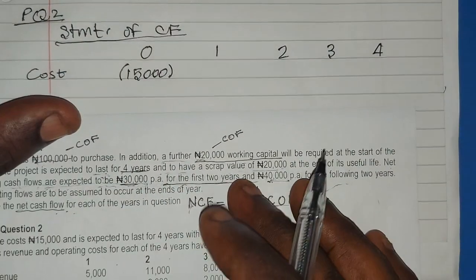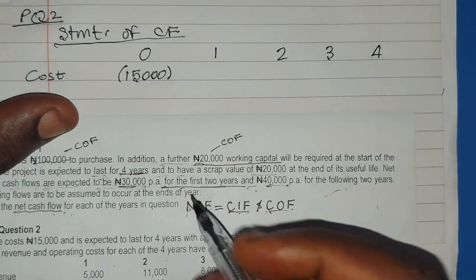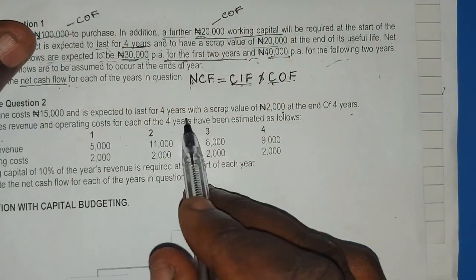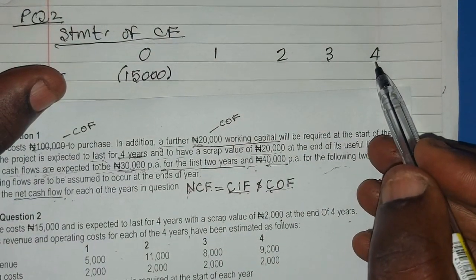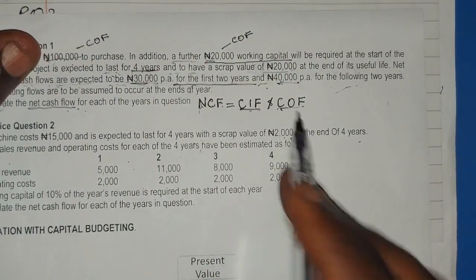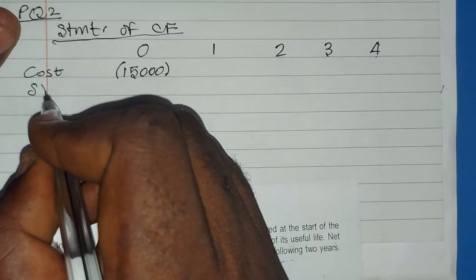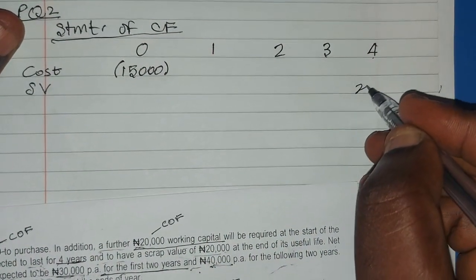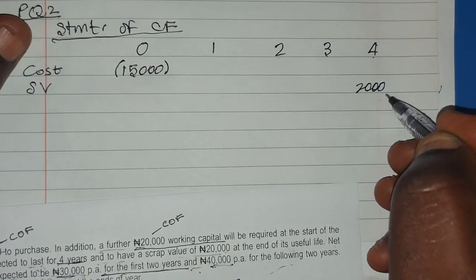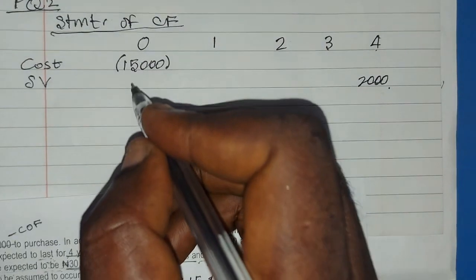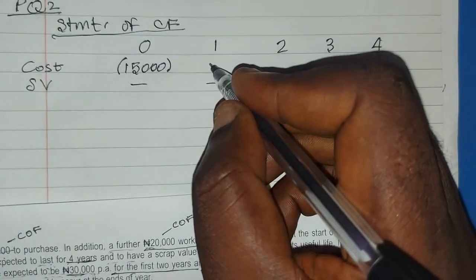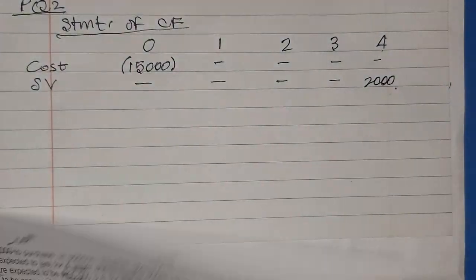Okay. That's the cost of the machine. It will come as an outflow. Then it's expected to last for 4 years, that's why we have 4 here. Then with a scrap value of 2,000. So scrap value comes as an inflow. Don't forget, it comes at the end of the project.